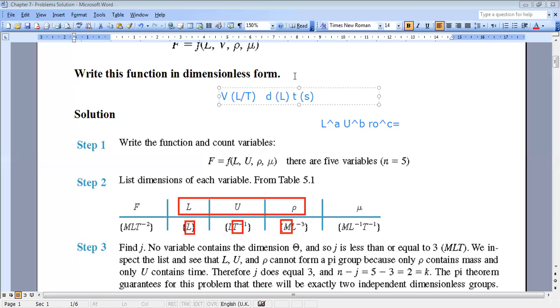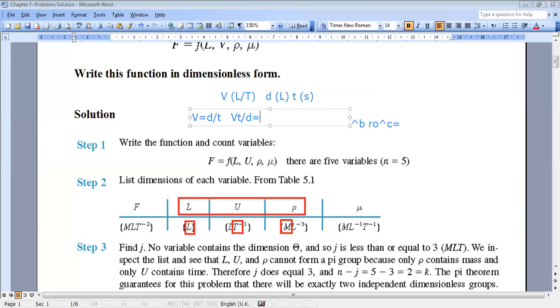They can form a group. Why? Because you know that V, by definition, velocity, is equal to distance over time. So if I take the group V times T over D, this will be a group. Why is it a group? Because this group doesn't have a dimension. So the idea of a dimensionless group is that if I group certain variables together, they will not have a dimension.